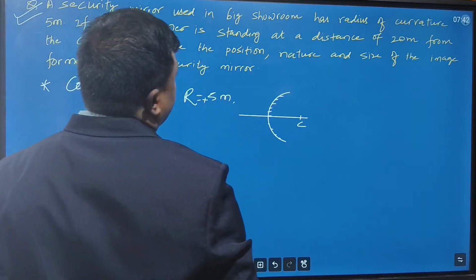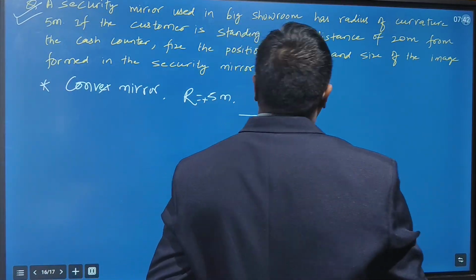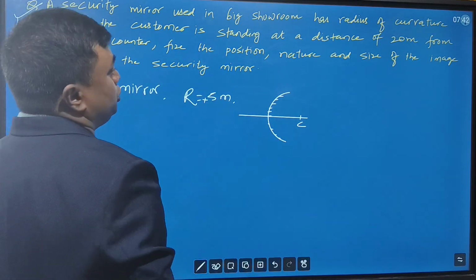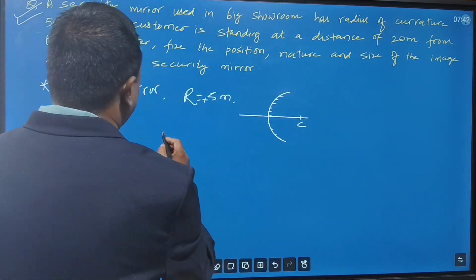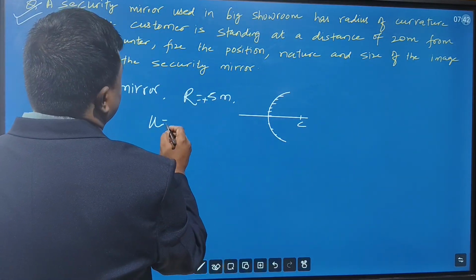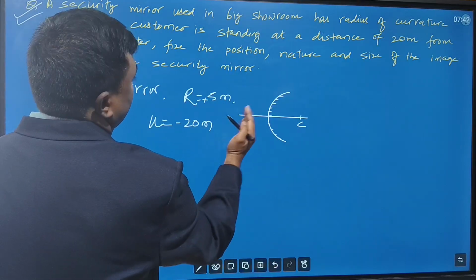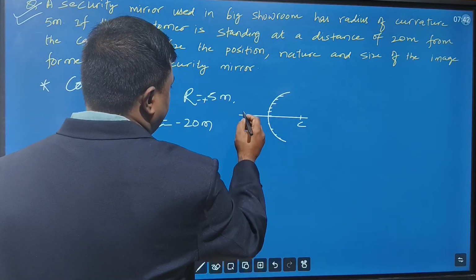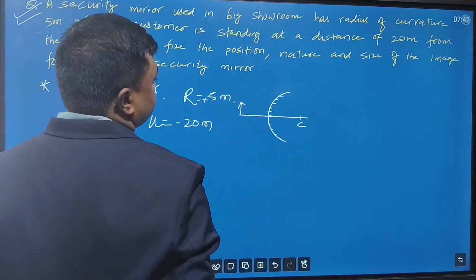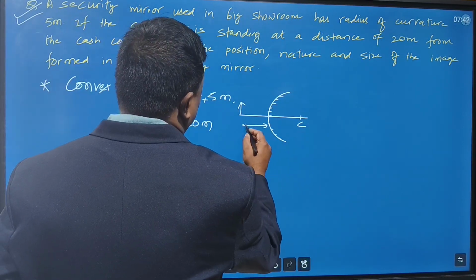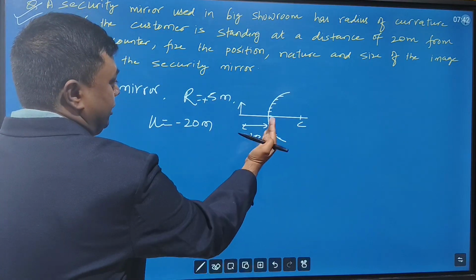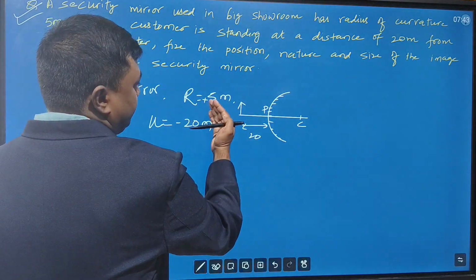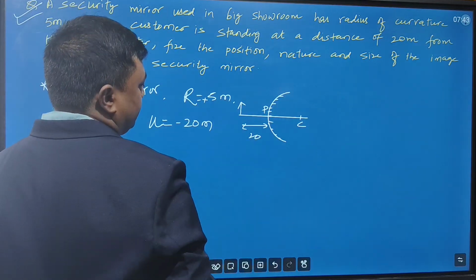If the customer is standing at a distance of 20 meters from the mirror, find the position, nature and size of the image. So they have given u. u is how much? Minus 20 meters. Why? Because u will be on the left hand side of the mirror. The customer is standing here, at a distance of 20 meters. Positive or negative? Obviously negative. Why? Because u we are considering on the left hand side of the pole.